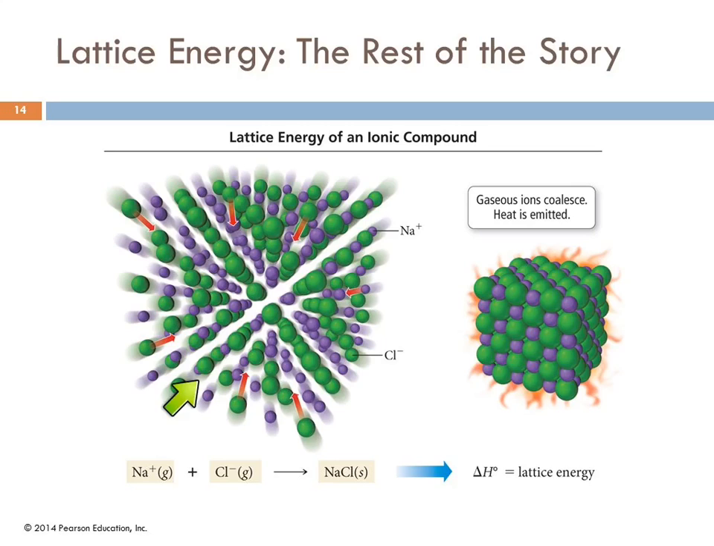So here we have an illustration. This looks like it's exploding, but it's coming together. All these sodium and chloride ions are attracting each other into a lattice of alternating positive and negative ions. And when those coalesce into a solid, you get a lot of heat being emitted. And that heat emitted is the lattice energy, and that can be measured.